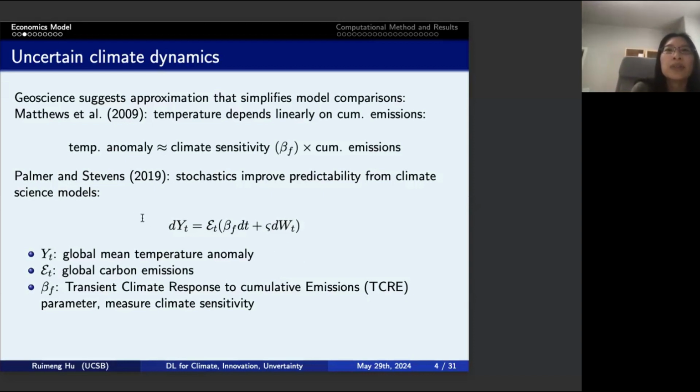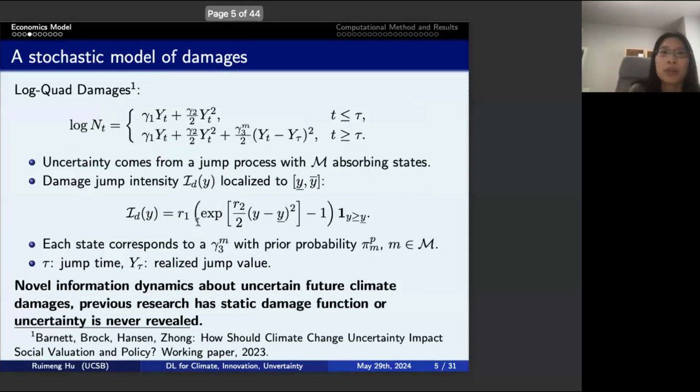And then from the IPCC report, they claim that if this temperature anomaly is between like 1.5 degrees Celsius and 2 degrees Celsius, then there will be a severe damage to the environment or to the world. So now next, let's look at a damage function, a stochastic model for the damage function.